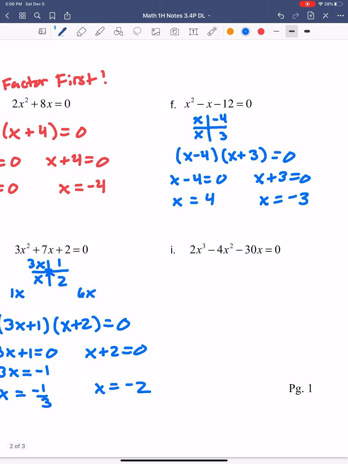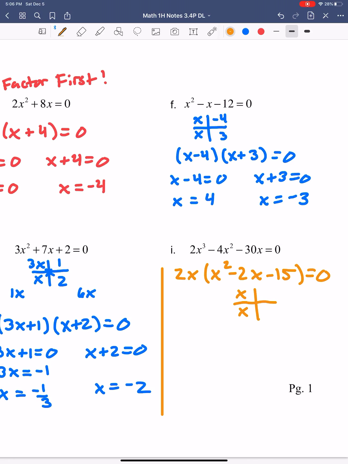And then we keep going here to letter I. Okay, a lot happening on letter I. I'm going to go ahead and have to take out a GCF first before I get into my t-chart. So for this one, I can take out a 2 and an x. And that'll leave me x squared minus 2x minus 15. And now I can still t-chart what's left in here. So that's going to be an x and an x and a negative 5 and a positive 3. And so I'm going to get my factors that look like this. First, I have the 2x that I took out, then x minus 5 and x plus 3.